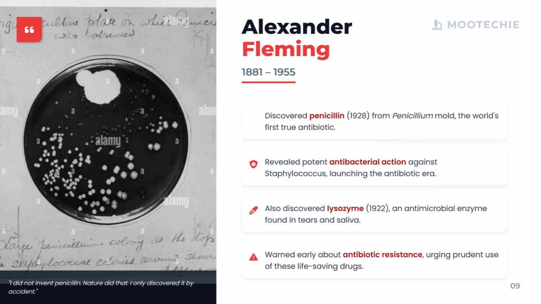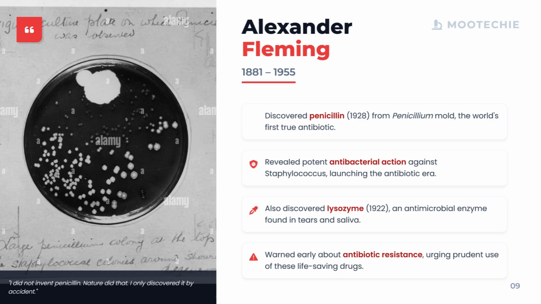In this slide, we meet Alexander Fleming, 1881 to 1955. He once said, "I did not invent penicillin. Nature did that. I only discovered it by accident." Fleming discovered penicillin in 1928 from Penicillium mold, the world's first true antibiotic. He revealed its potent antibacterial action against Staphylococcus, launching the antibiotic era. He also discovered lysozyme in 1922, an antimicrobial enzyme found in tears and saliva. And he warned early about antibiotic resistance, urging prudent use of these life-saving drugs. Fleming's accidental finding changed medicine forever.